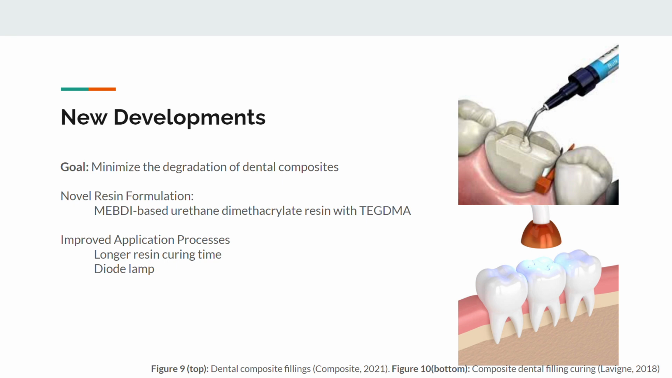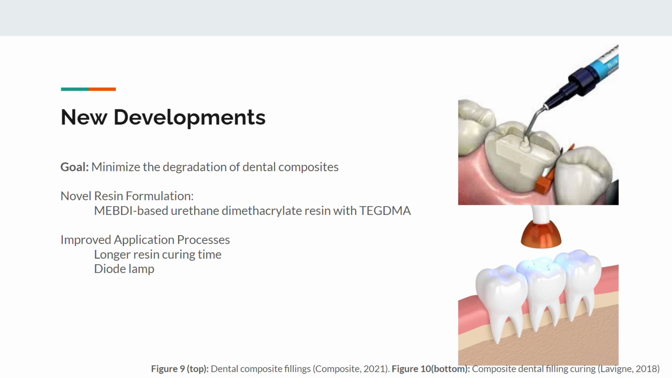Degradation of dental composites is an important focus in research, as the breakdown of the resins can release harmful monomers into the user's body. To combat this, a novel resin was formulated with better mechanical properties than current dental formulations. This resin is an MEBDI-based urethane dimethacrylate resin with TEGDMA. Further research into the functionality and feasibility of this formulation must be done in the future.